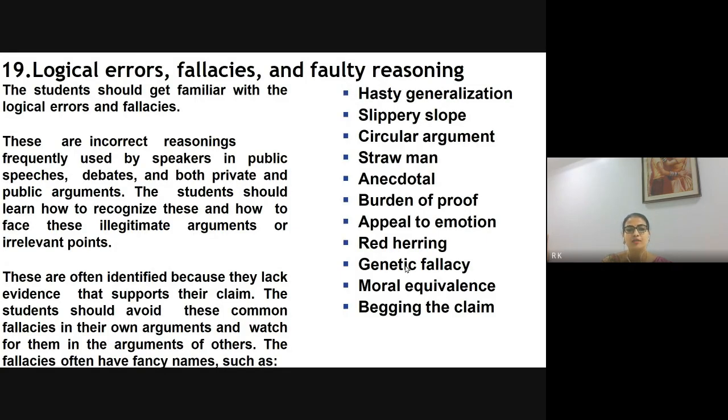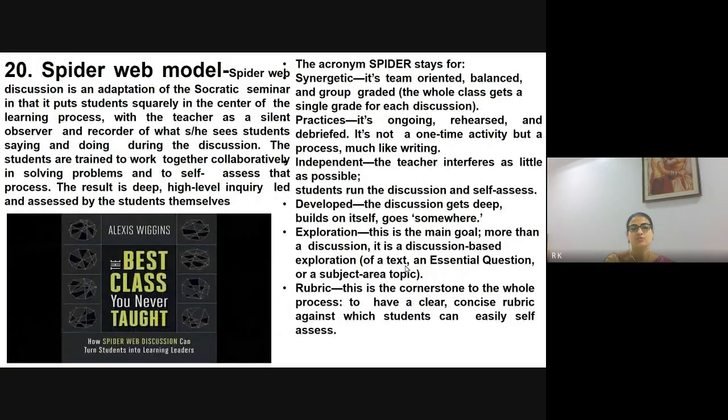The students should learn how to recognize these and how to face these illegitimate arguments or irrelevant points. How would they face it, if what you're telling is not valid, or what you're telling is wrong? How will you do it in a better way? These are often identified because they lack evidence. Okay. So that is one method.